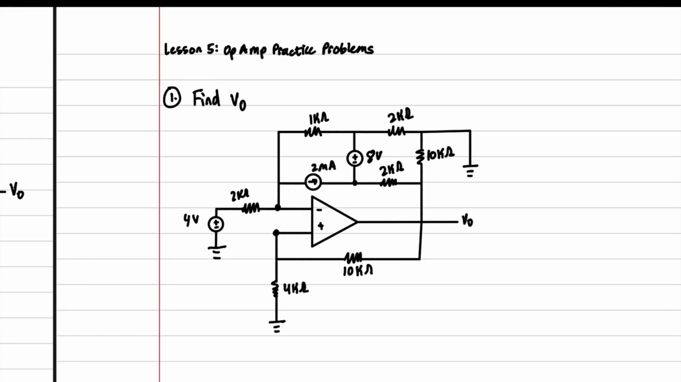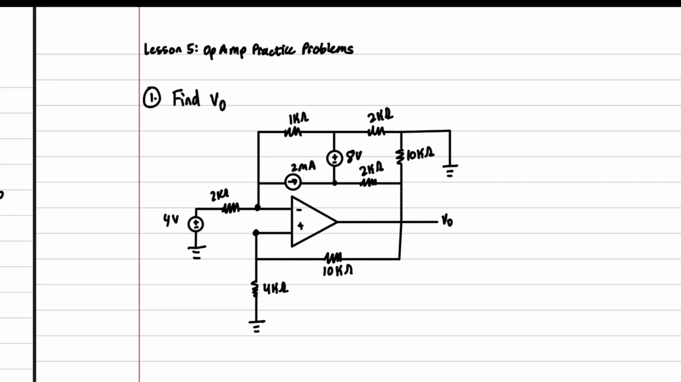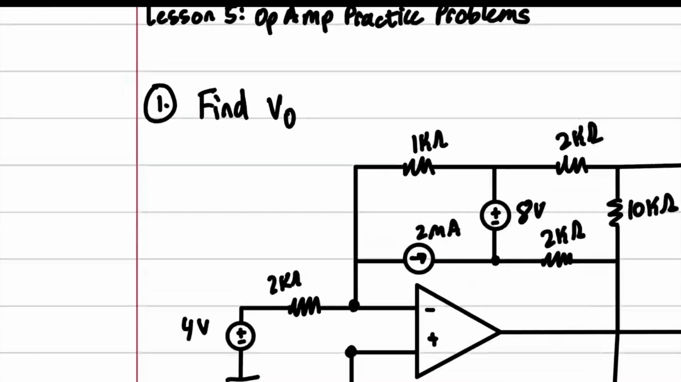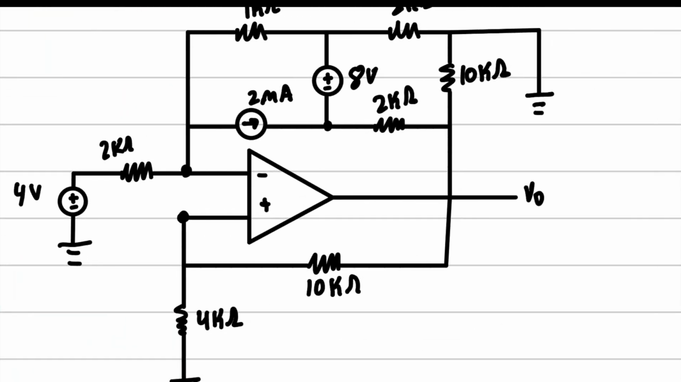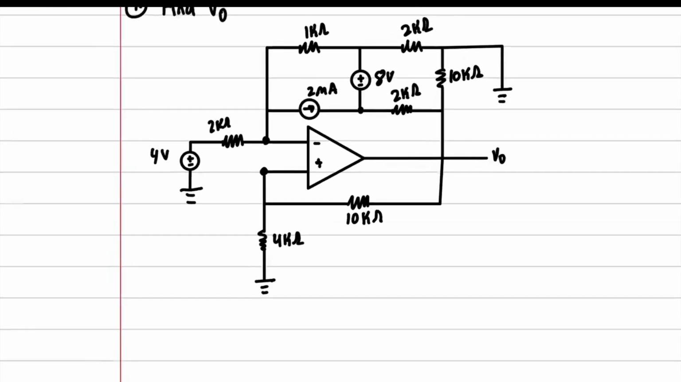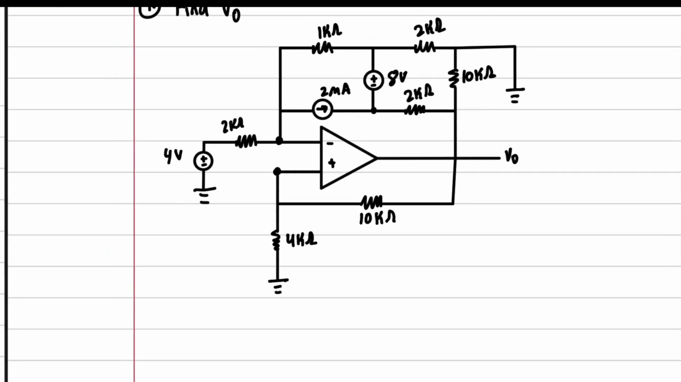Alright, hello everyone. Today we are going to be doing some practice op-amp problems. These op-amp problems are a little more complicated than the ones that we saw last video, but the same principles apply. Right now we are trying to find V naught, or V out, and the best way to solve this is with a nodal analysis.